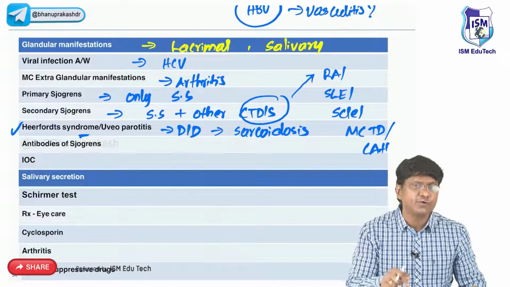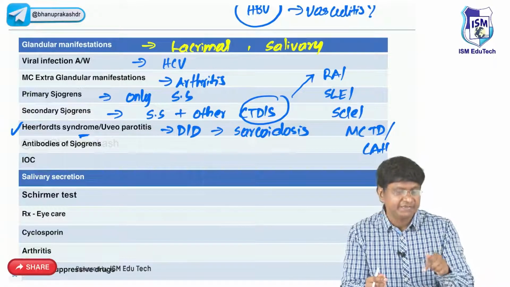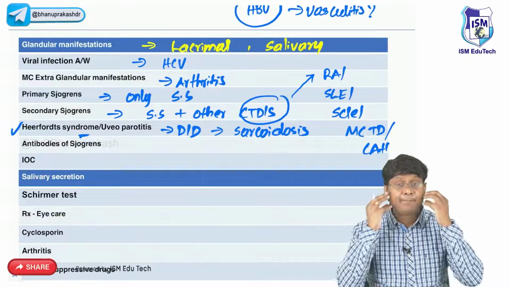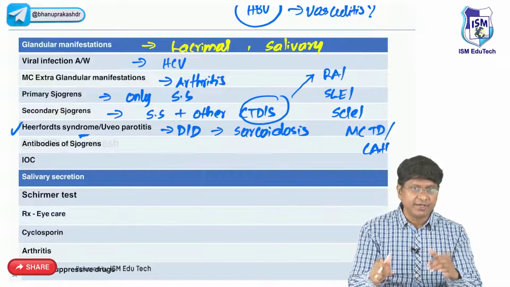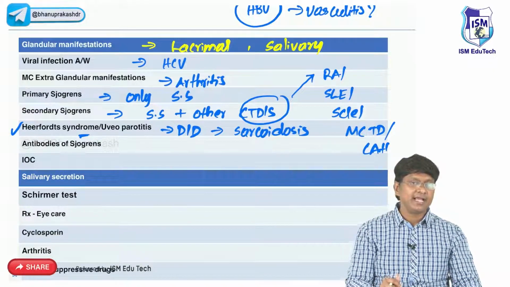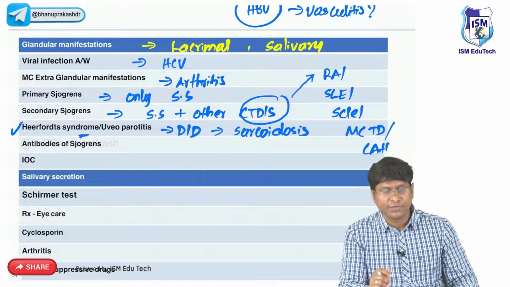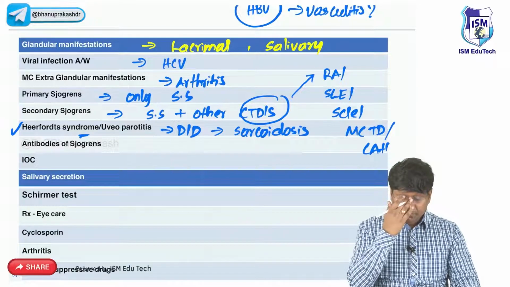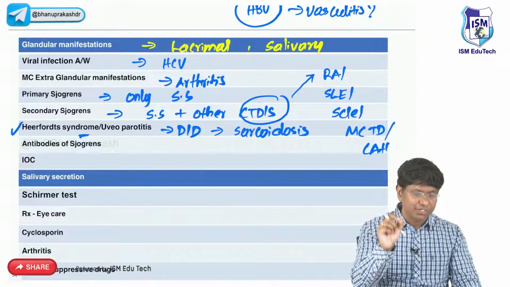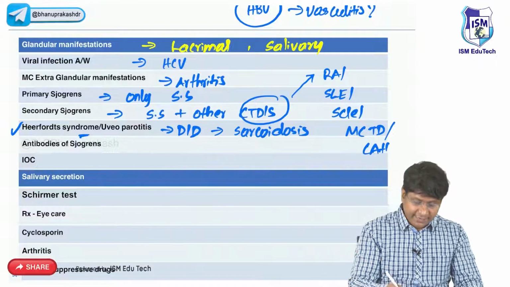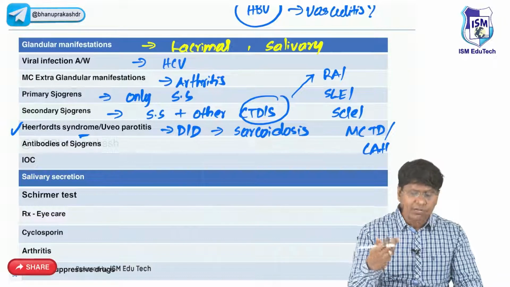And why am I telling that it is a differential diagnosis for Sjogren's? Because even in Heerfordt syndrome, there is parotid and lacrimal gland enlargement, right? But the hallmark feature of sarcoidosis will be bilateral hilar lymphadenopathy, and there will also be seventh cranial nerve palsy in case of sarcoidosis. Okay, right. But please remember, the differential diagnosis of sarcoidosis or Sjogren's will be Heerfordt syndrome, right? Why? Because even in this there is enlargement of lacrimal and salivary glands. But how will you differentiate this?